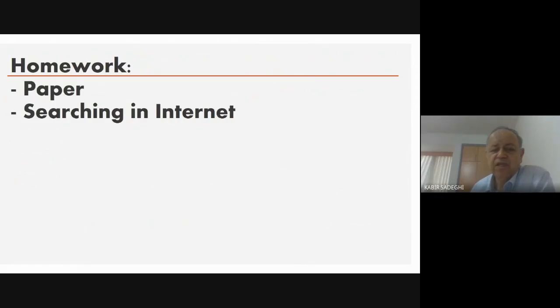Therefore, please don't forget to work on the paper. You should submit that. And please search the internet for more examples, and try to solve some examples like I've given you or some similar ones. You can find a lot of solved examples in the US Army Corps of Engineers Shore Protection Manual. Thank you very much for your kind attention.